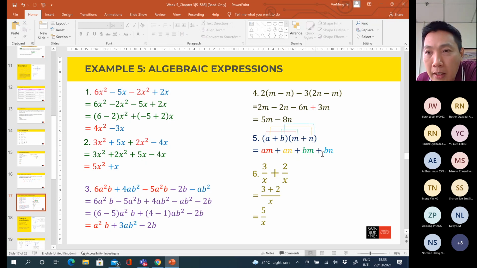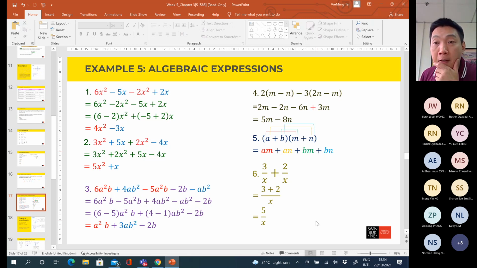Now we check. Are we able to combine these four terms? Answer is no, because these four terms have different variables. This is am, but this is an. m and n cannot combine, different species. This is am, this is bm, also different species, cannot combine. So just leave the answer until here, enough. We'll stop there.